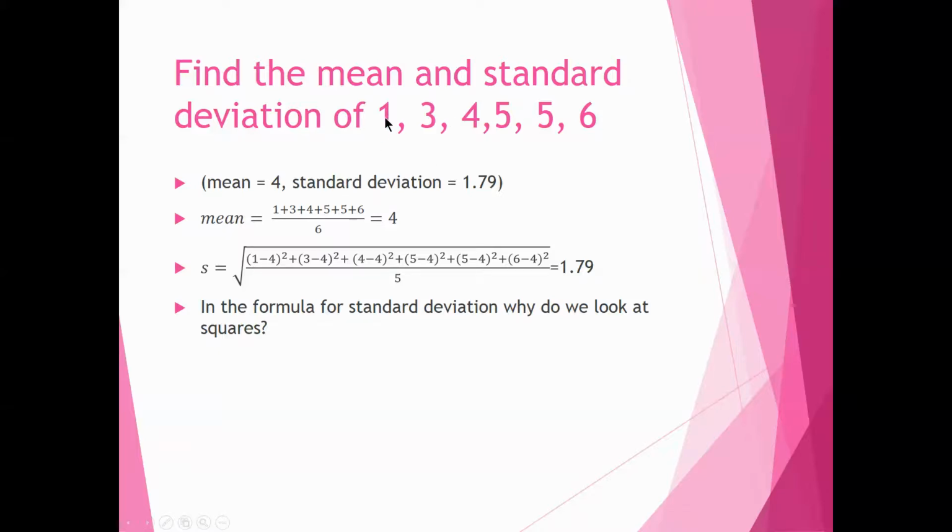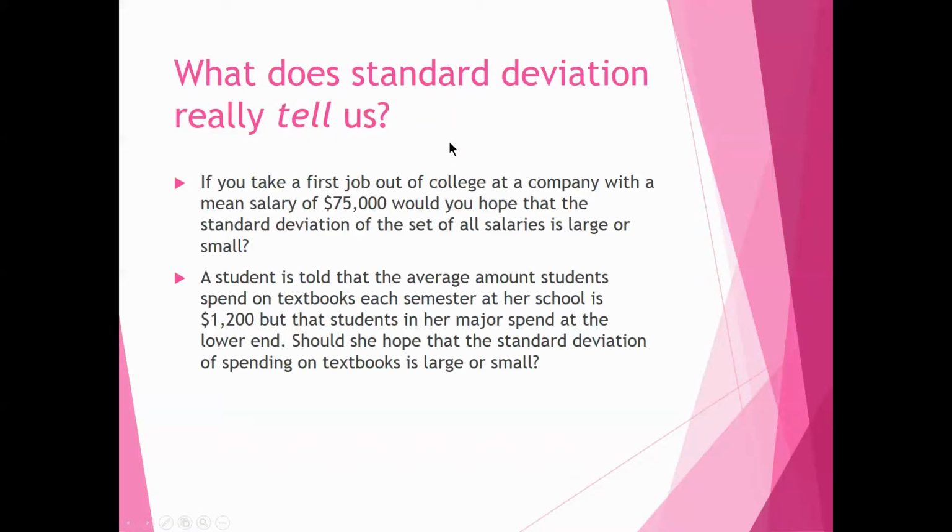for each number in the data set, starting with 1, you subtract the mean 4, square it, add those up, and divide not by 6, but by 5. Why? Technical reasons we're not going to go into. You do all that, and then you take the square root, and you get 1.79. And again, the right way to think about it is that on average, these numbers are about 1.79 away from 4. Some are further away, some are closer.